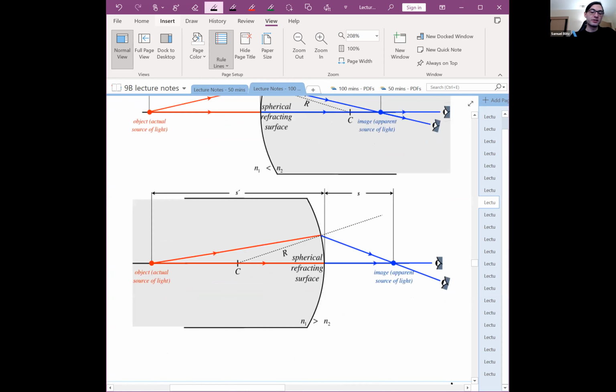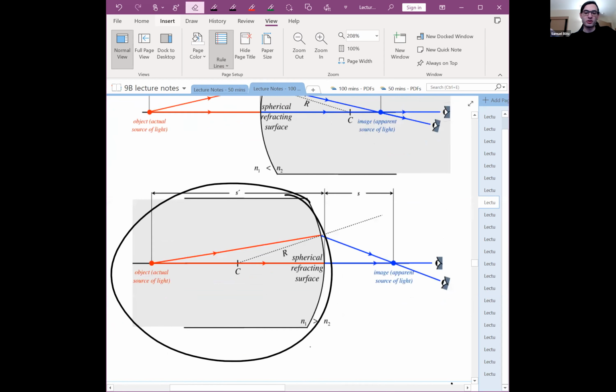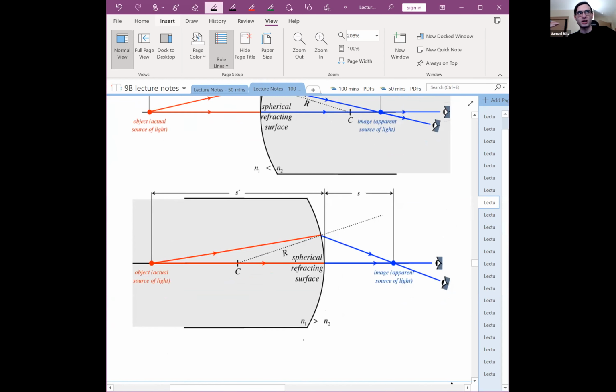the curve going this way. This would be like a concave. It's shaped like a concave mirror, except it's an interface instead of a mirror. And we're asking about transmission. So put our object somewhere and just start tracing rays. The one that goes straight through always goes straight through. That one's easy enough. What about the one that comes out at an angle?